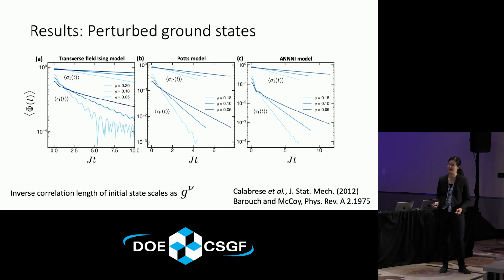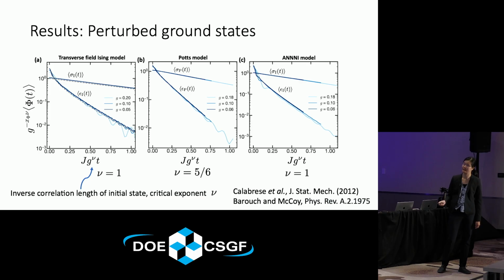The main one that we consider is the correlation length of the initial state. So this scales depending on g, the distance from the critical point, as well as nu, a critical exponent. And we can rescale the x-axis by this g to the nu factor and see what happens. So when we do that, we get scaling collapse, which is the fact that all of these different dynamical curves can collapse onto the same scaling function.